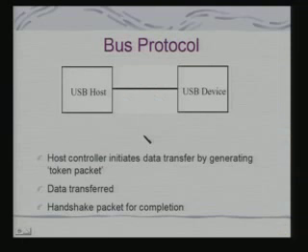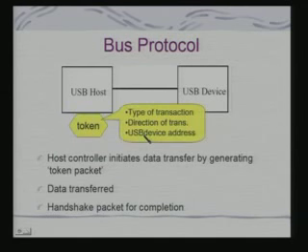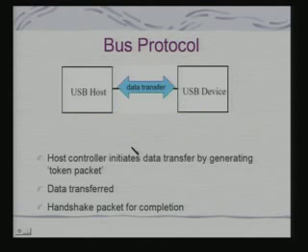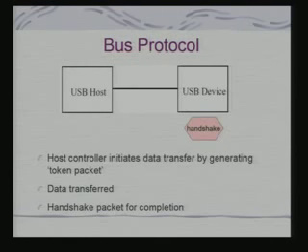So basically, this is how the whole operation works. This is a USB host which initiates a token. This has the type of transaction, direction of transaction, and USB device address. So once that is received, depending on the type of transaction, the data transfer takes place, and the handshake packet is used for acknowledgement as well as completion of a transaction.